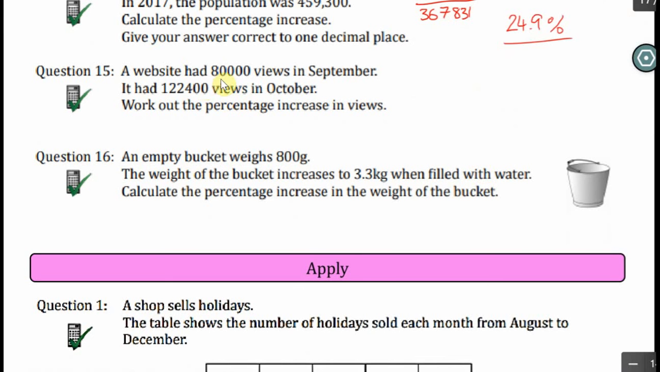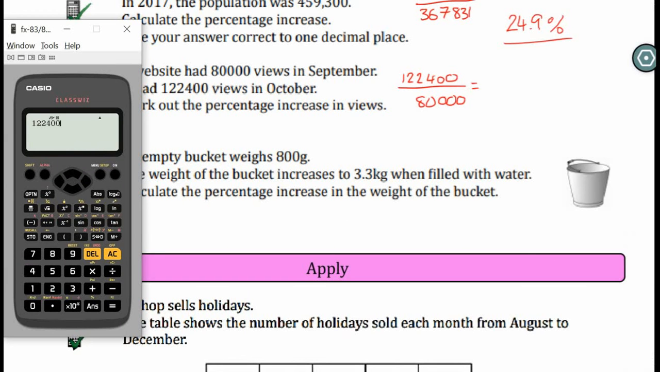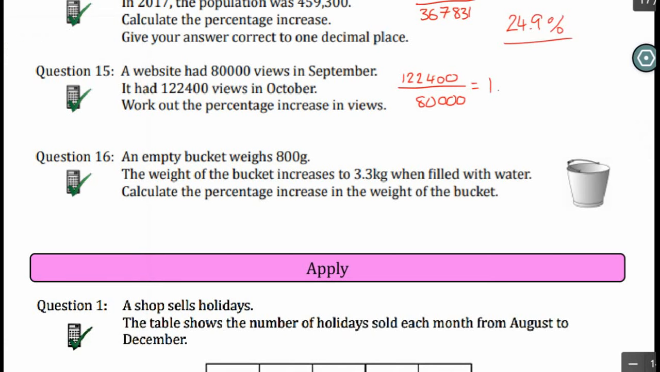Number 15, we've got a website with 80,000 views in September and then this many views in October, and the percentage increase, so we're going to divide new by old. And see what that gives us. So 1.53 as our multiplier, which is a 53% increase. Okay, we might have to specify whether it's an increase or a decrease sometimes, but because the question says work out a percentage increase, then we know it's an increase.